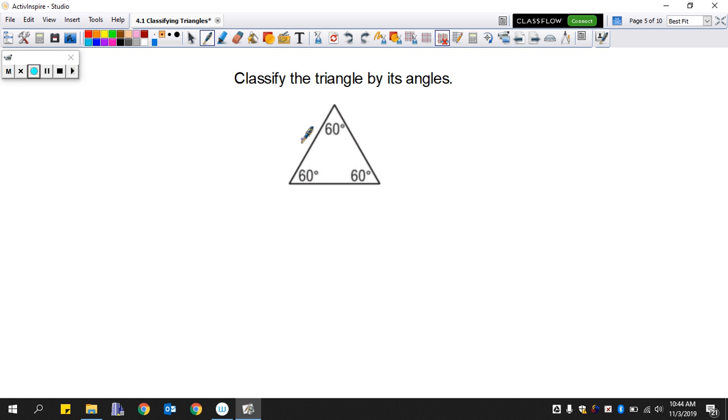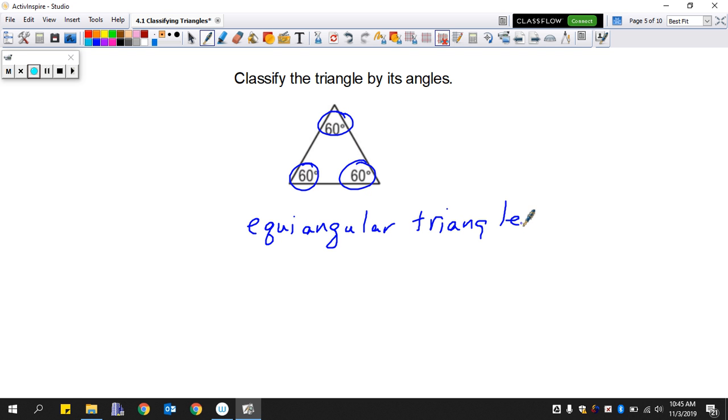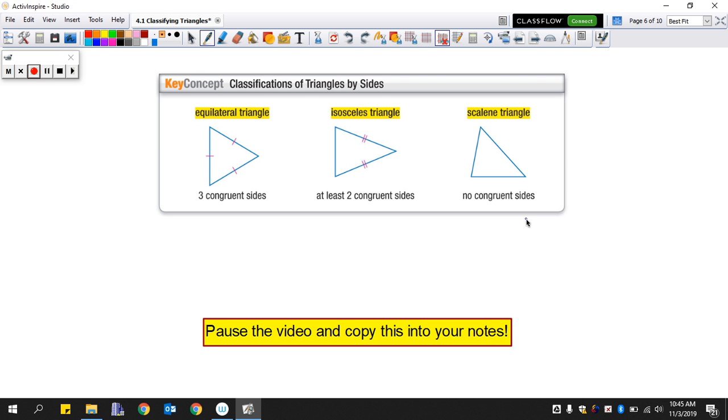Okay, so the next classification system that we're going to look at is classifying triangles by the length of their sides. All right, once again, just as a reminder, if you have these little hash marks here, those are your congruency hash marks. So you can see in this triangle here, all three sides are congruent, which means that they have the same length. So if they have the same length, then it's an equilateral triangle.